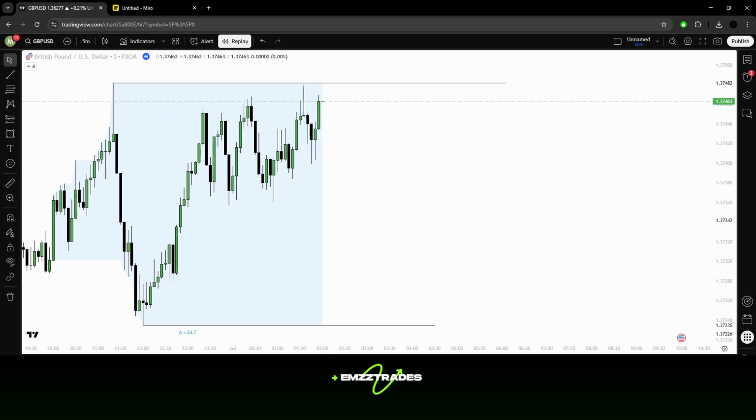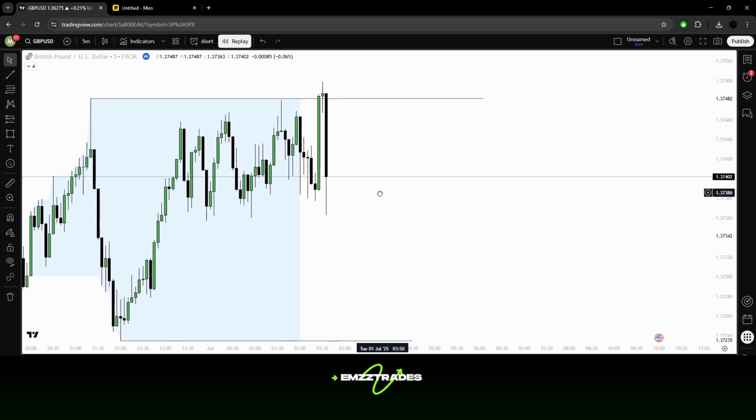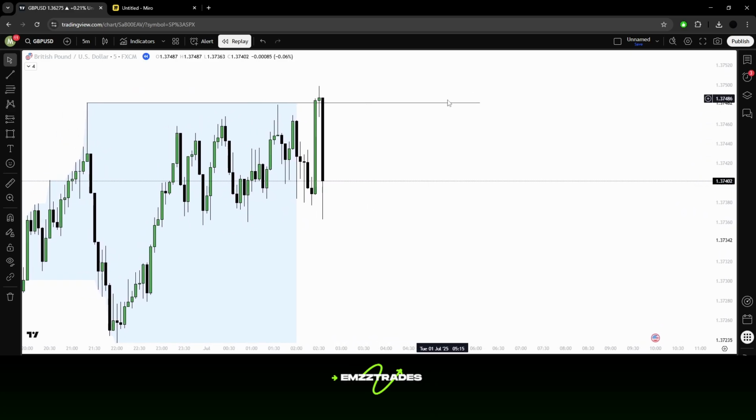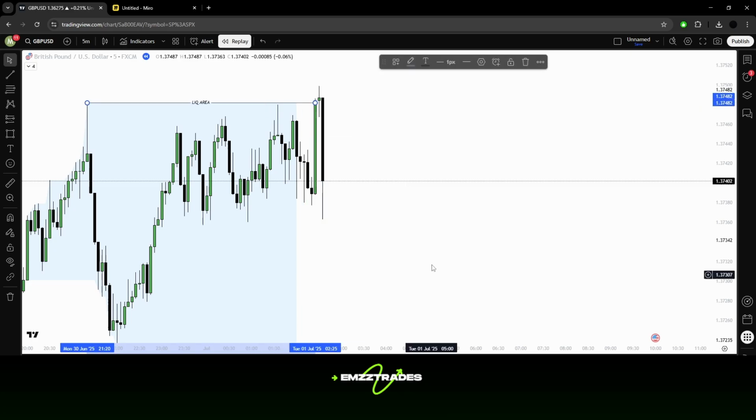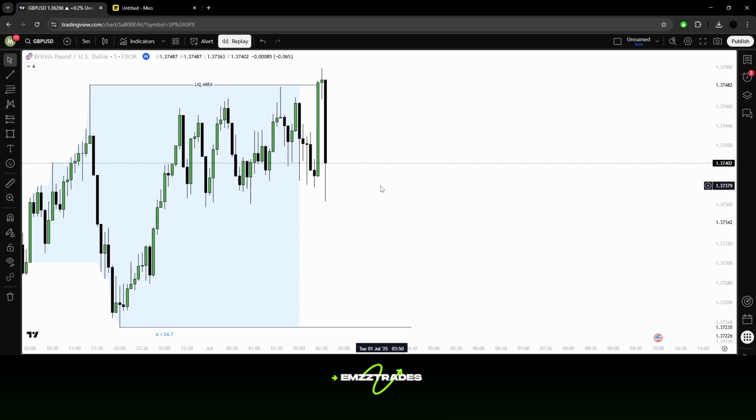As you can see, it hasn't been taken out yet. There we go. So that has completely been swept. What we're going to be doing is placing this as our liquidity area, and as soon as we place this as our liquidity area, what we need to do now is trade a continuous trade.